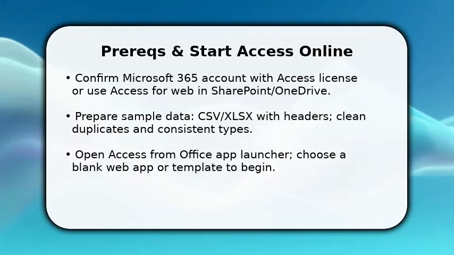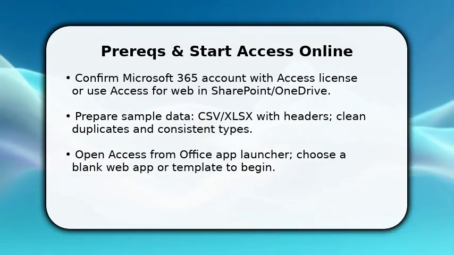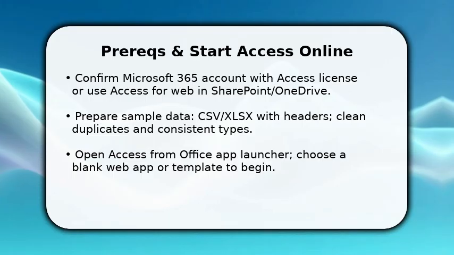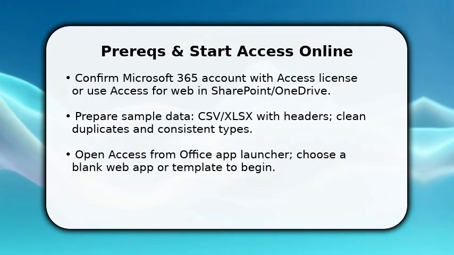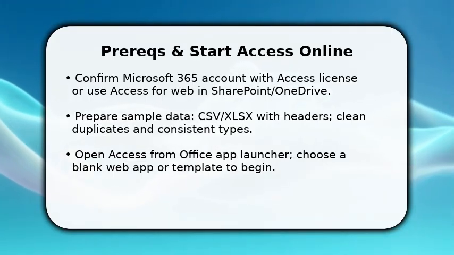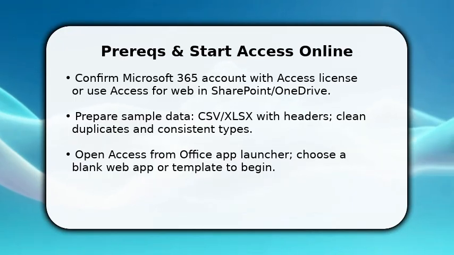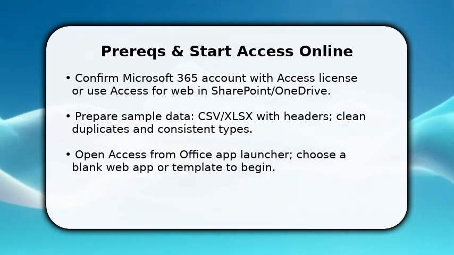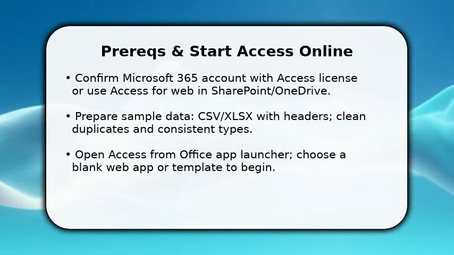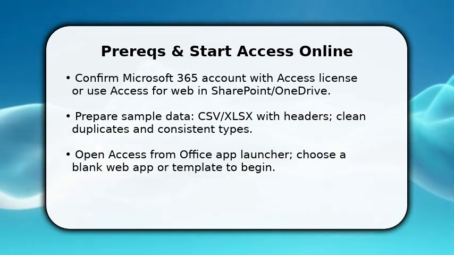You need a Microsoft 365 account and either access for desktop or access for the web via SharePoint/OneDrive. Once that's confirmed, get a small CSV or Excel table ready with clean headers. Now open Access from the Office App Launcher and choose a blank web app or a template that matches your goal. This creates a web-enabled database hosted in your tenant.